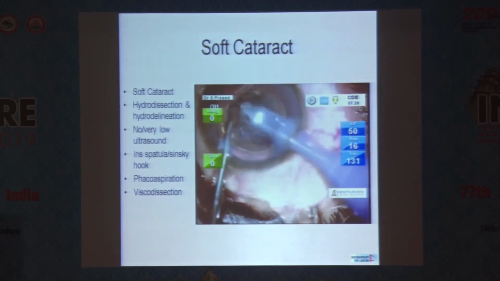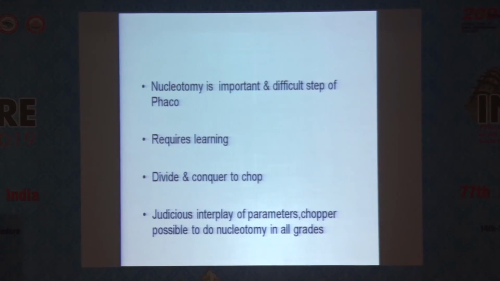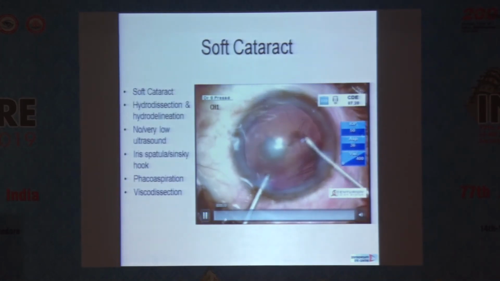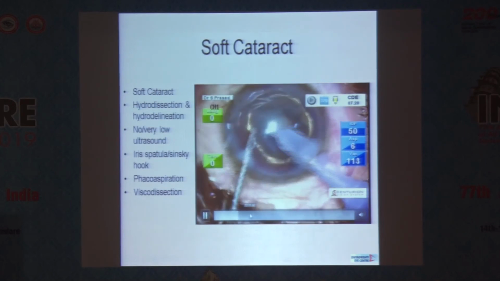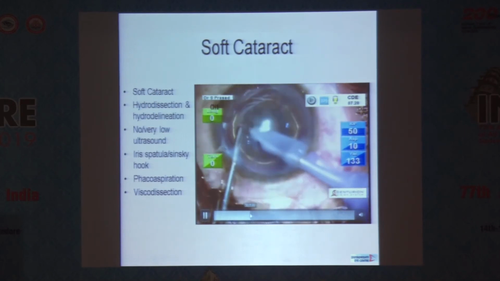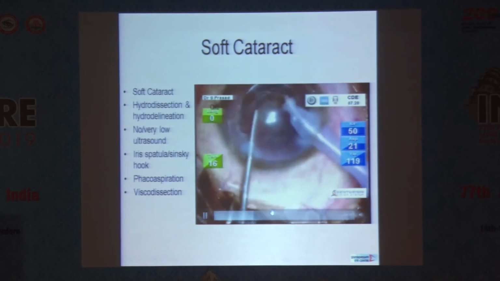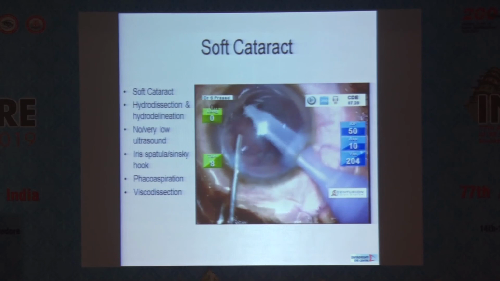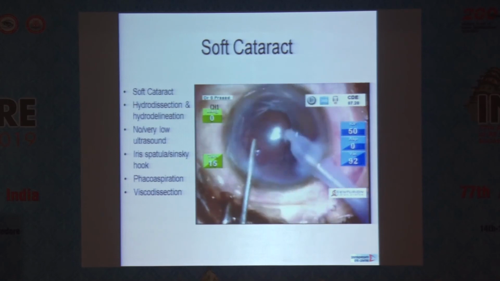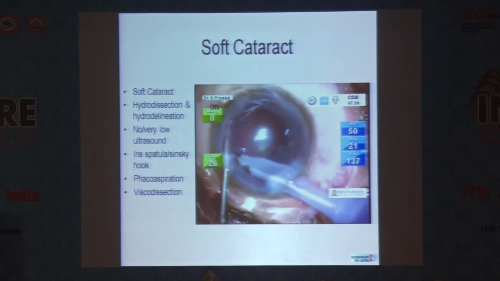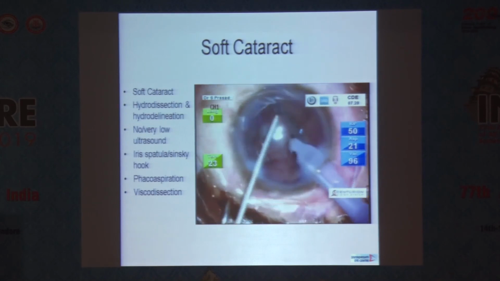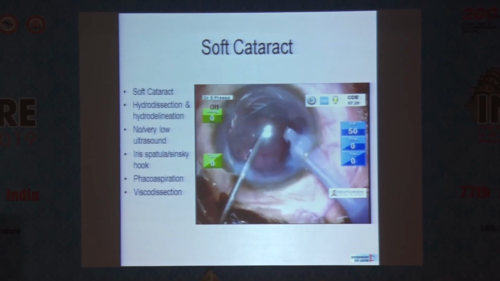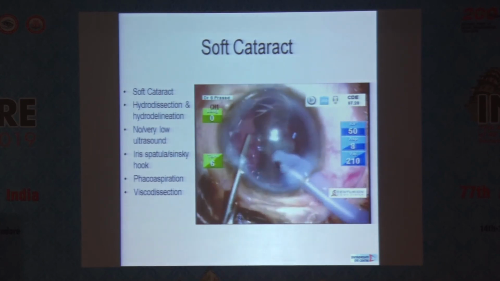Here I am taking out the central nucleus. And once you have removed it, you can flip the rest. Like here, I am taking out the epinucleus, I am holding the periphery, and when I am pulling, I am using the iris spatula just to push the other part, so that it flips and then it is aspirated out.